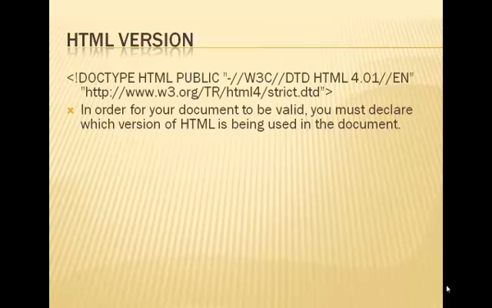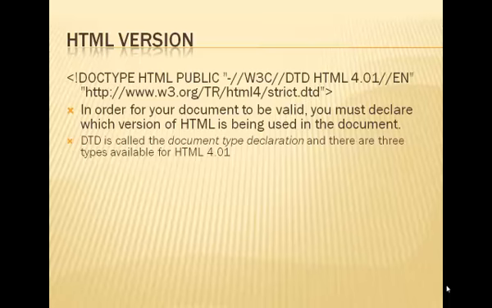So in order for your document to be valid as it runs through the validator, you have to declare which version of HTML is being used. And there's something called DTD, which you see right before the word HTML, and that's called the Document Type Declaration. And there are actually three types that are available for HTML 4.01.